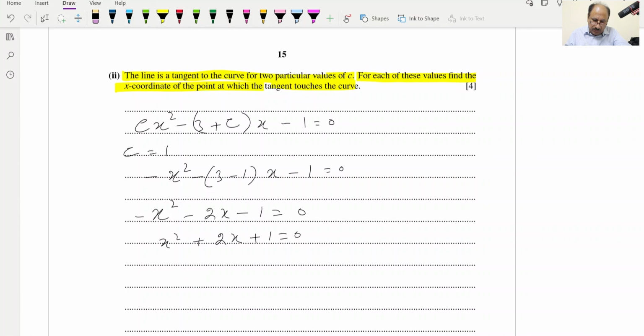If you want, you can write the factors also, x plus 1 into x plus 1 is equal to 0, and this will be x is equal to minus 1. This will be the value.